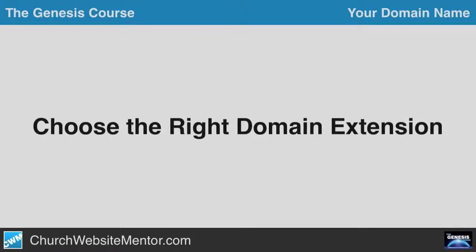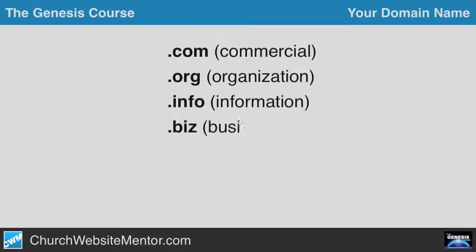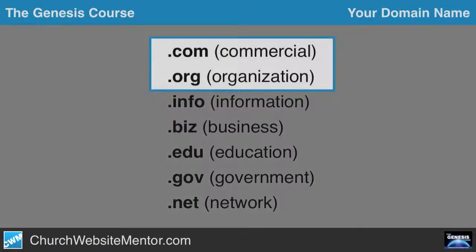Also, you want to choose the right domain name extension. And what I mean by domain name extension is there are multiple extensions. For example, .com, .org, .info, .biz, .edu, .gov, .net, and so on. And as you can see, there are different designations for these domain extensions. Now, for a church, you want to focus on primarily two of them. A .com or .org is preferable, mainly because it's the most commonly used and understood.